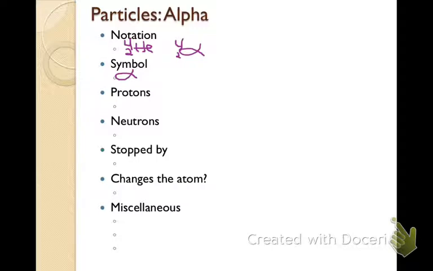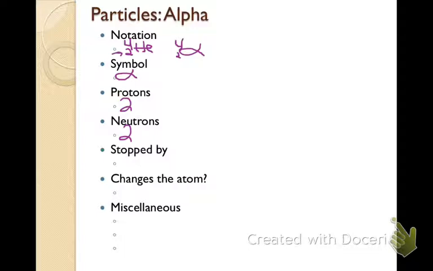So it has a mass number of 4 and an atomic number of 2. So it has 2 protons and 2 neutrons. So again, 2 protons, 2 neutrons. I got this because the bottom number is the number of protons, and you subtract 4 minus 2, that gives you the number of neutrons.